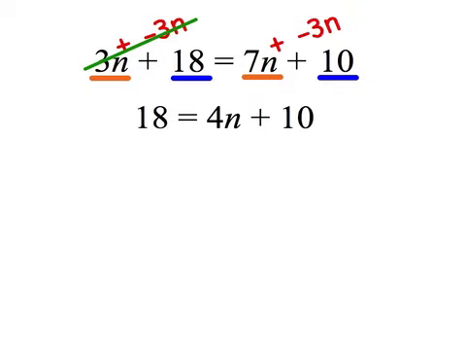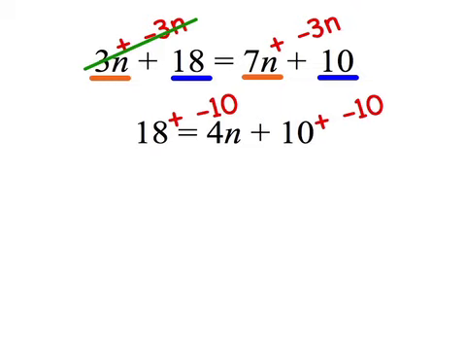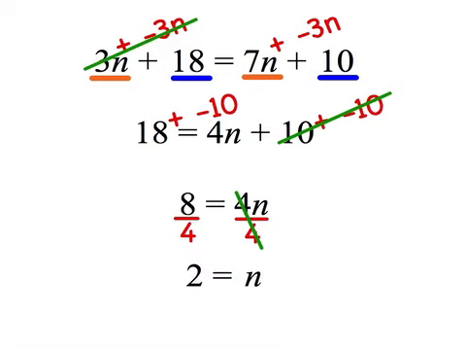And now we have an equation similar to one from an earlier lesson. So we're going to add negative 10 to both sides. And that's going to give us that 8 is equal to 4n. We divide both sides by 4 as we've done before. And we get that n is equal to 2.